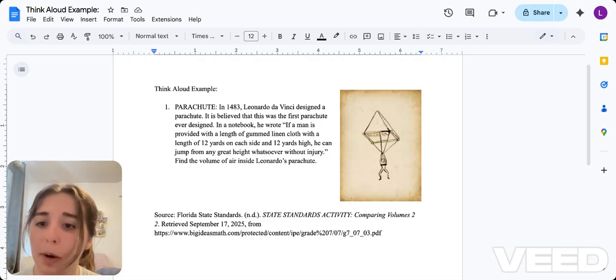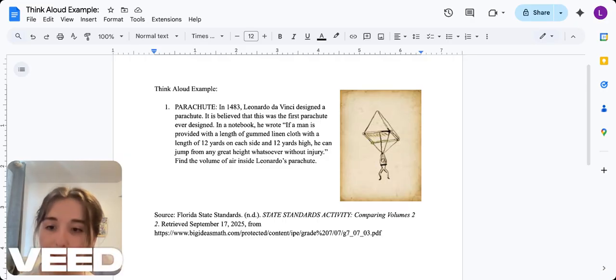So now we're going to see what we need to do. I don't know if we need to find the area or the volume. It says find the volume of air inside Leonardo's parachute. So it looks like we are looking at the volume. Based on what we discussed earlier, I knew that the volume of a pyramid would be equal to 1/3 times the base, which again is the area, times the height. Which makes sense because it's three-dimensional space. So the base has an area, and we're multiplying that by the height to get that 3D space.